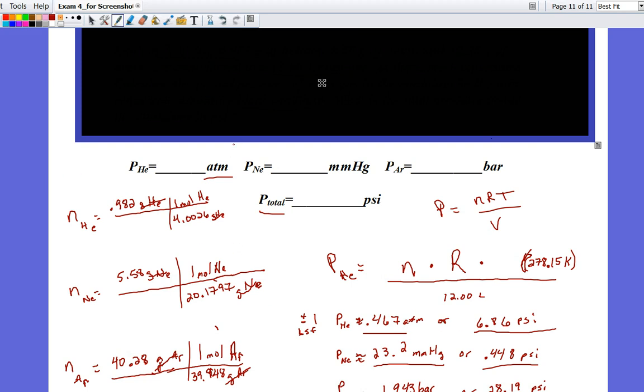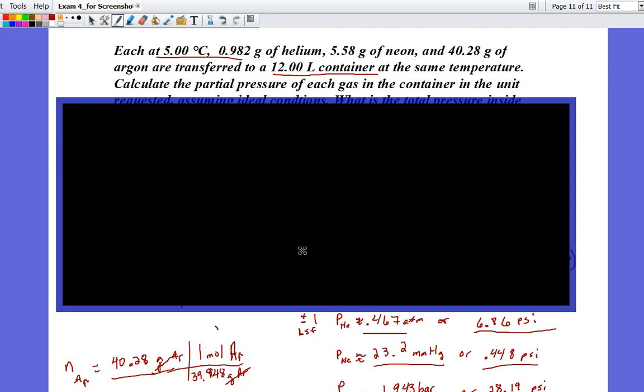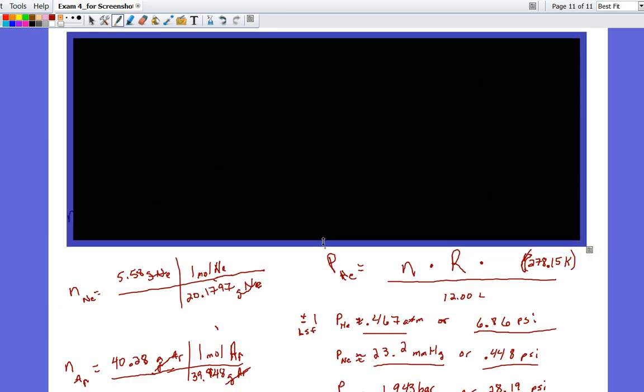So that gives you a few examples of problems that you can work on from exam 4, and hopefully you'll practice those as well, and good luck on your final.